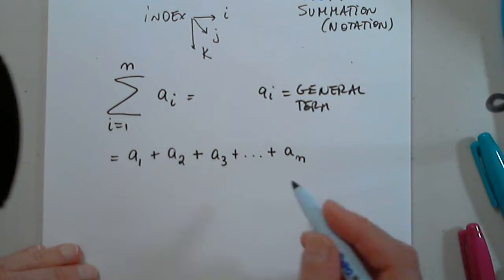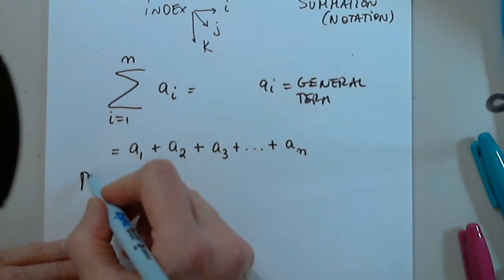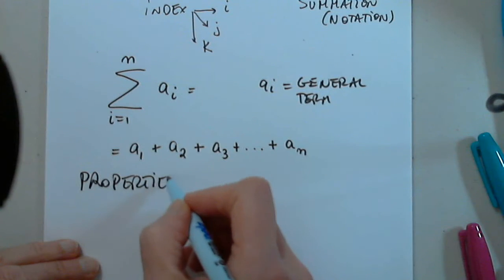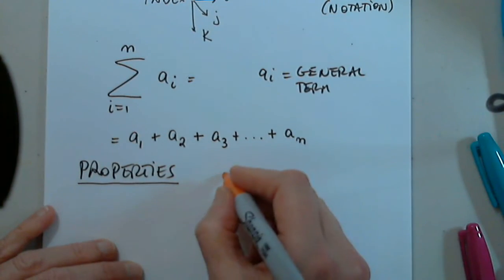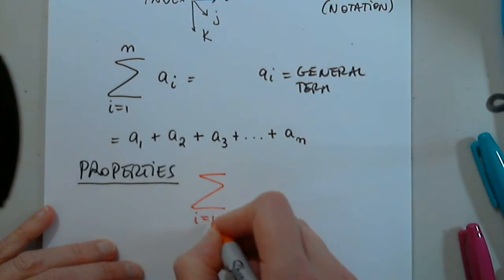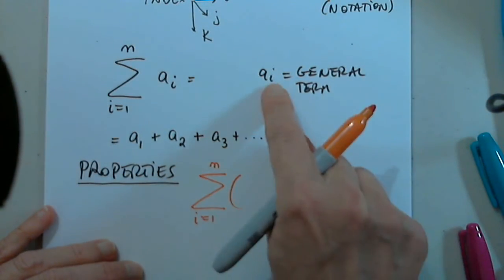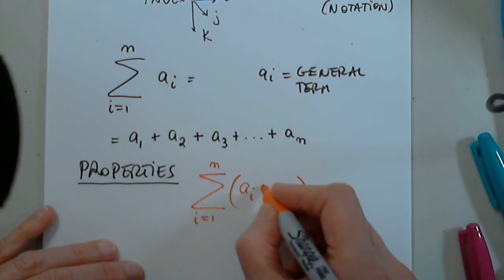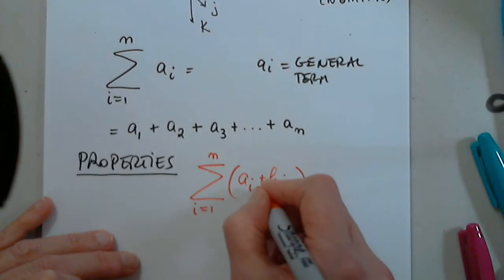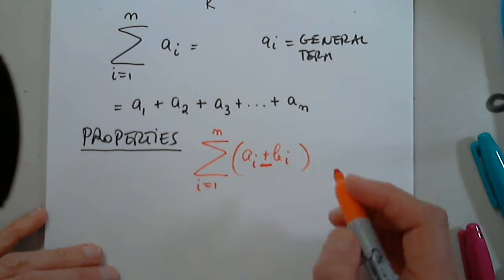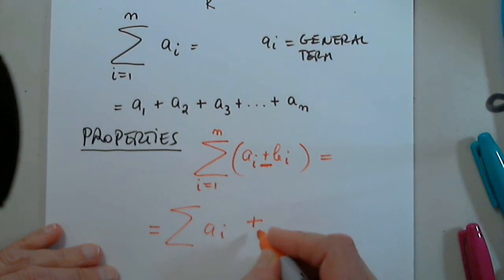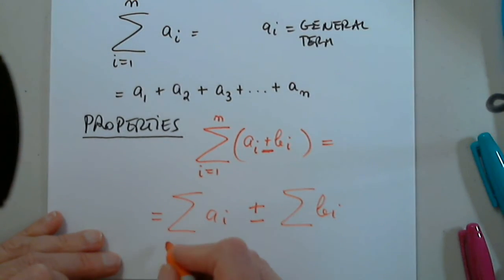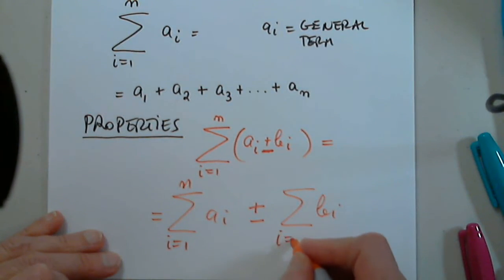Okay, now, of course, the summation notation comes with properties. Every time a symbol or something is invented, things follow immediately. And there are two major properties. The sum from i equals 1 through n of a sum of two general terms, let's say a sub i plus b sub i or minus b sub i, like before with the limits and derivatives and everything else, is the sum of a sub i plus or minus the sum of b sub i, from i equals 1 through n.